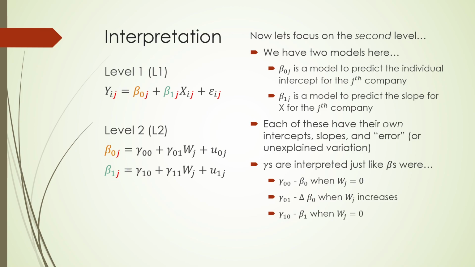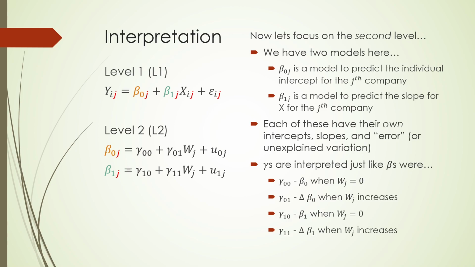For gamma sub 1, 0, this is our beta 1. And when I say this is interpreted as beta 1, and earlier I said interpreted as beta 0, I mean it quite literally. Beta 1 is how much the salary changes when your skill goes up by 1 point. In this case, gamma 1, 0 is that exact interpretation, but when the level 2 independent variable is 0. So in this case, for private companies. Saying that all together, gamma sub 1, 0 in our hypothetical example is the average increase in salary when skill increases by a single point when W_j equals 0, so for private companies.